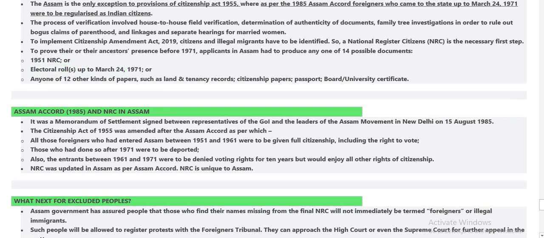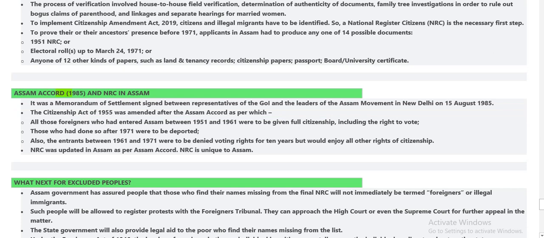To prove their or their ancestors' presence before 1971, applicants in Assam had to produce any one of 14 possible documents: the 1951 NRC, or electoral rolls up to March 24, 1971, or any one of 12 other kinds of papers, such as land and tenancy records, citizenship papers, passport, board or university certificate.